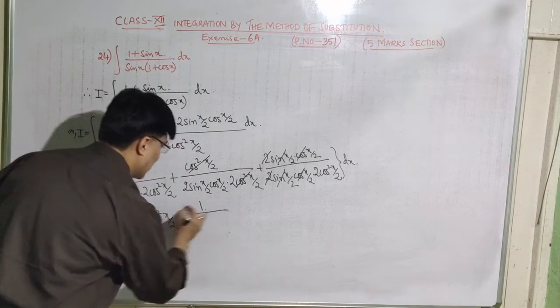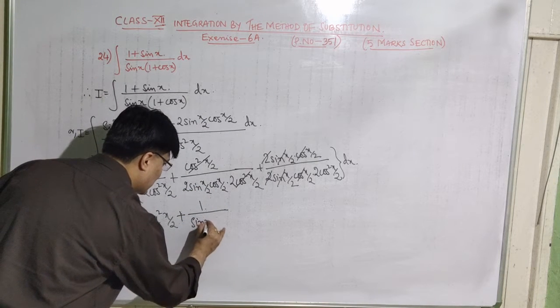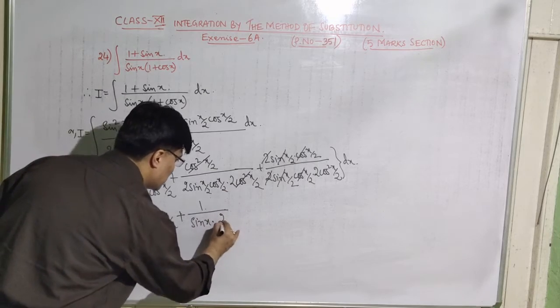Next, plus, this is 1, 1 divided by, what is 2 sin x by 2 cos x by 2 again? It is, you can write here sin x into, this is your 2.